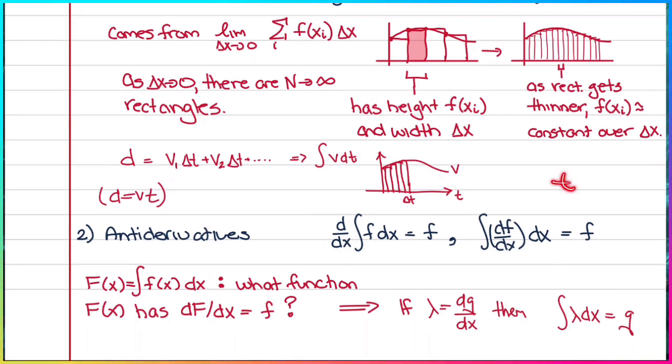Just like tan and arctan are inverses of one another, or square root and squaring are inverses of one another, or x and 1 over x, etc.